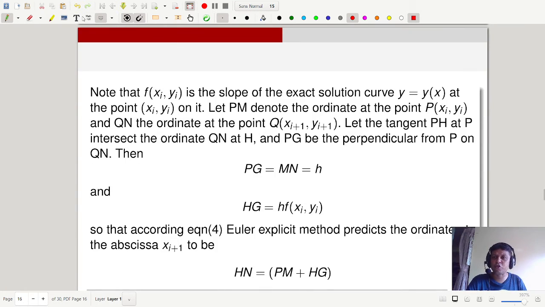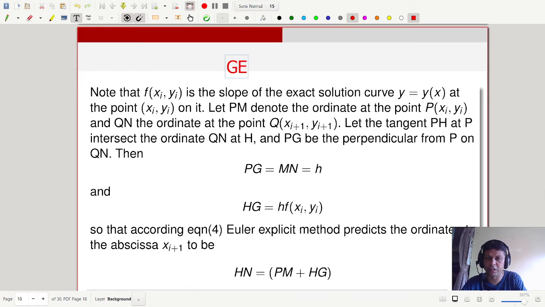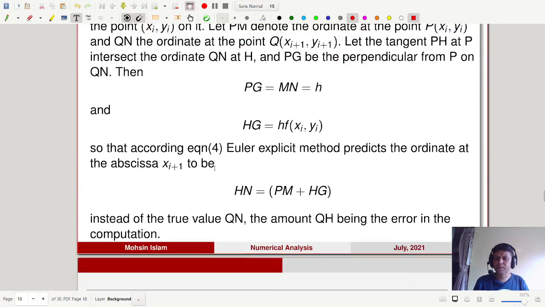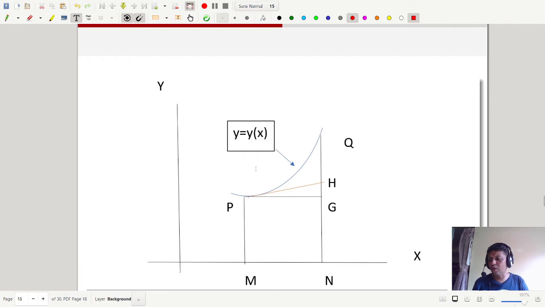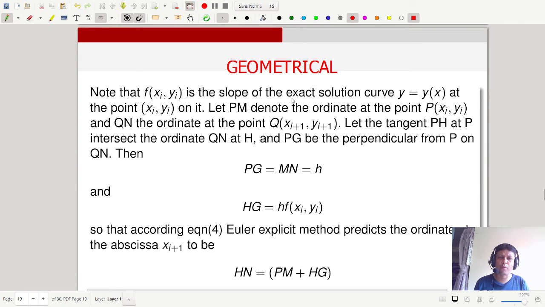Now let us have a geometrical interpretation. Look at that. f(xi, yi) is the slope of the exact solution curve y equal to y(x) at the point (xi, yi). This is the point P, and this curve is y equal to y(x), and this is the point (xi, yi). So P is the point (xi, yi), and f(xi, yi) is the slope of the exact solution curve at the point on it.